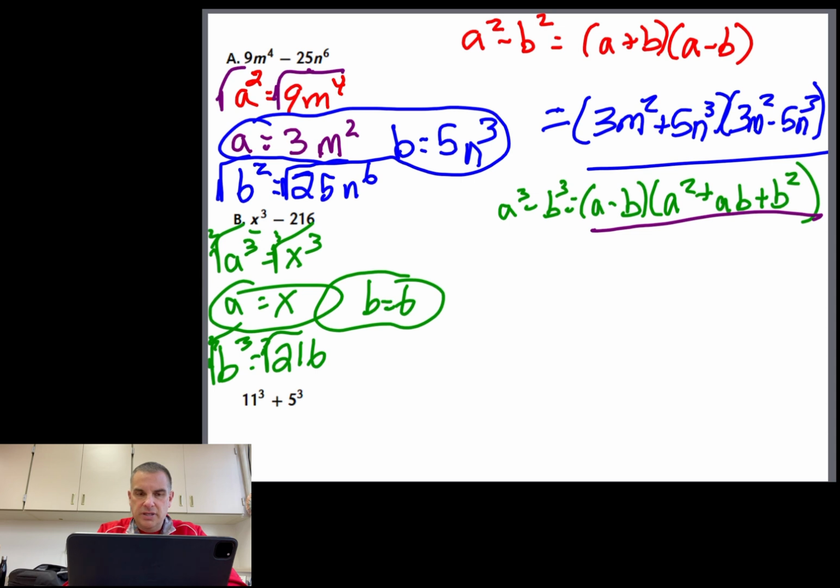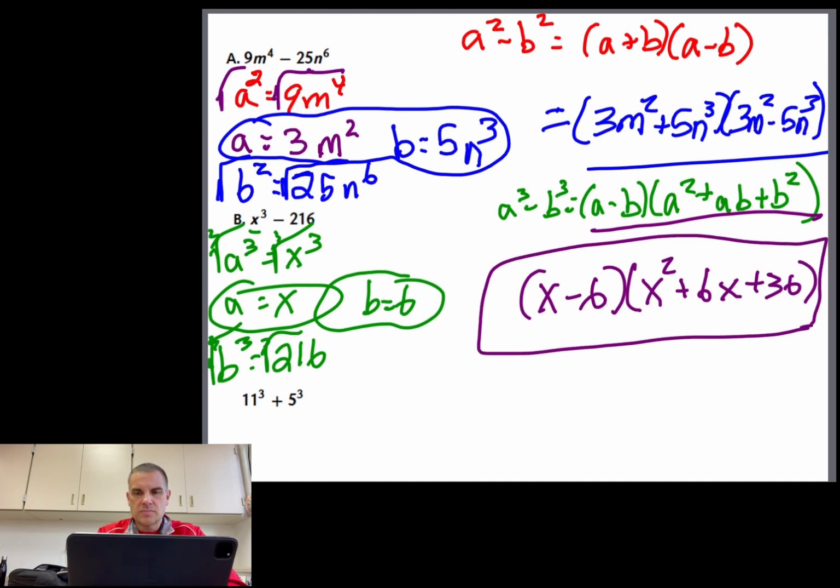It's a minus b, so my a value is x. So it's x minus my b value, which is 6, times, and I'm just going to do it, a squared, a is x, so x squared, plus a times b. A times b is 6x. B is 6, so b squared is 36. And there's your solution. You're done. You've worked it out as far as you need to work this one out.